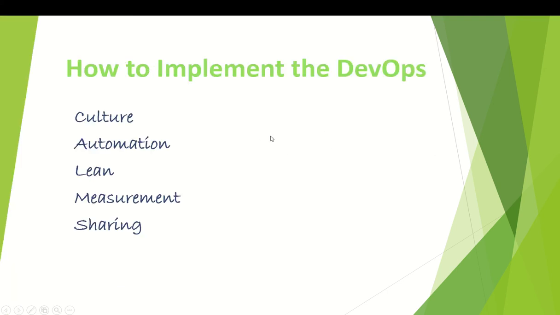So, the next question is how to implement DevOps. Five are the critical things: culture, automation, lean, measurement, and sharing. These are the things we are going to discuss.